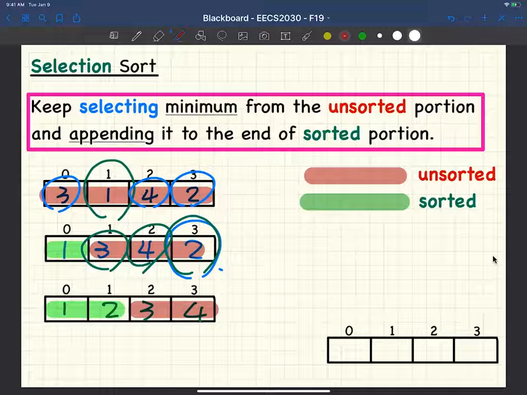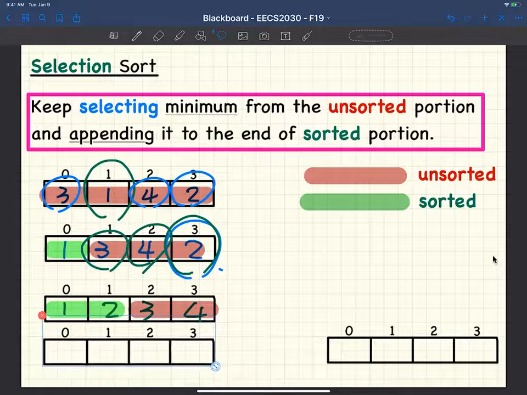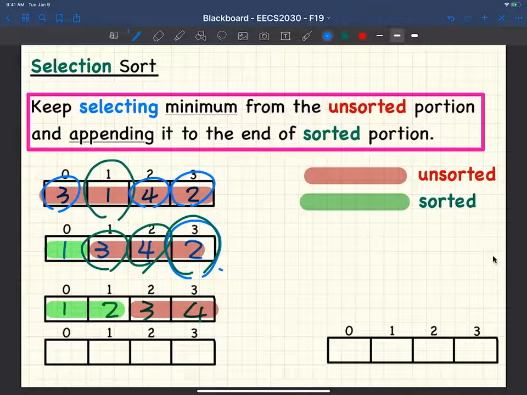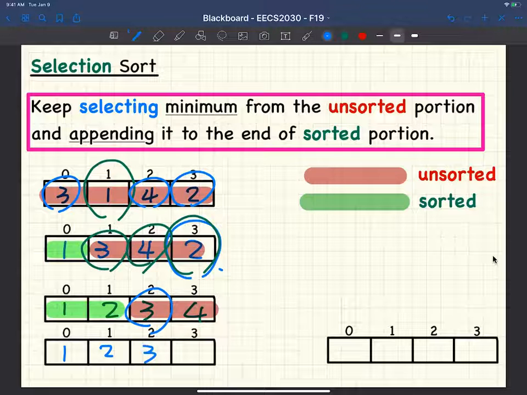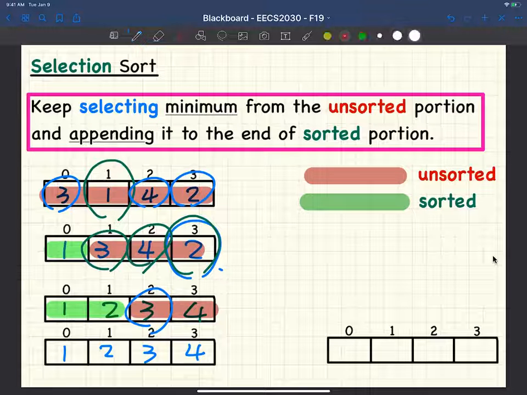Okay, and now if you do the next iteration, you can imagine what I'm going to do. Basically, I'm going to choose minimum 3 over here, and then append it to the end of the green area. So that means I'm going to get 1, 2, and 3. Okay, and then 4 is to remain over there, right? So now I got 1, 2, and 3, and then I got 4. Okay, I'm basically done, because now the unsorted portion has only size 1. It's already sorted, right? So eventually that's how I sort the array.